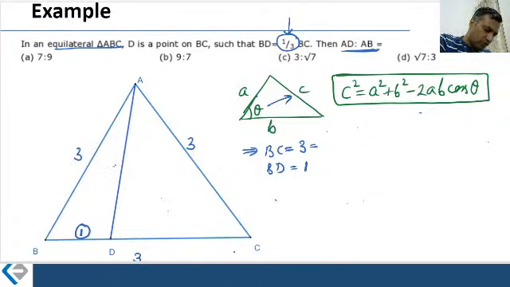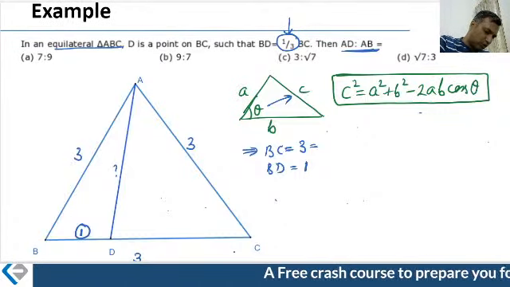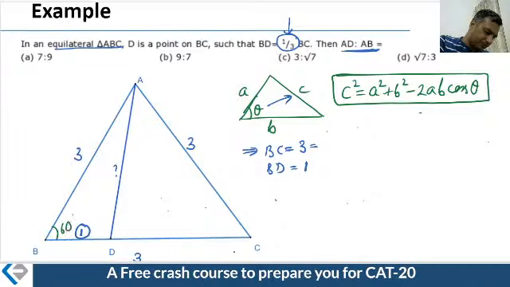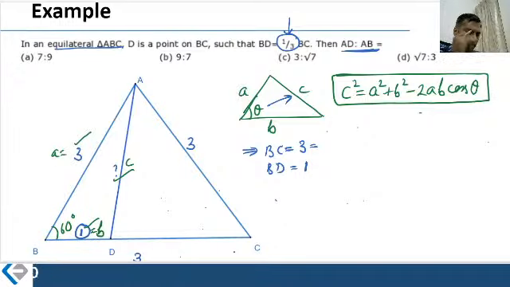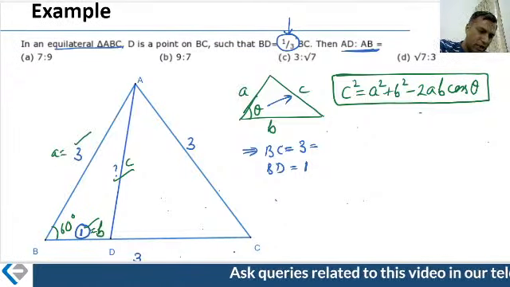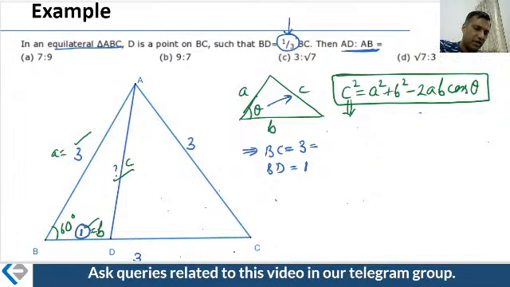So I have to find out what this AD is. What I know is this included angle is 60 degrees. I know two sides: there is 3 here and 1 here. I need to find this. Let this be C, let this be A and let this be B. So I know A, B and the included angle. Can I find the value of C from here? Of course you can.